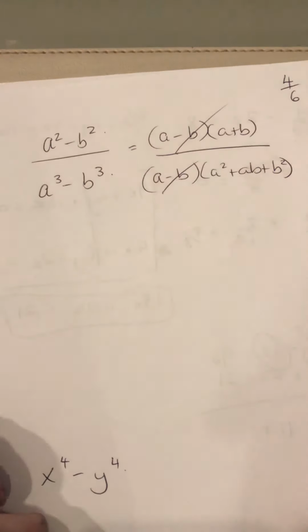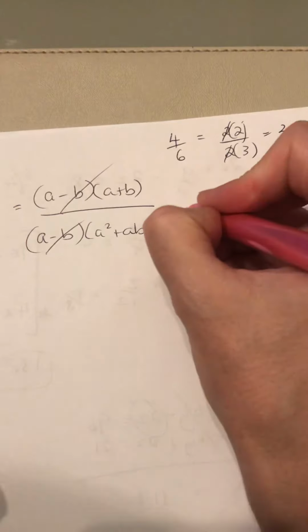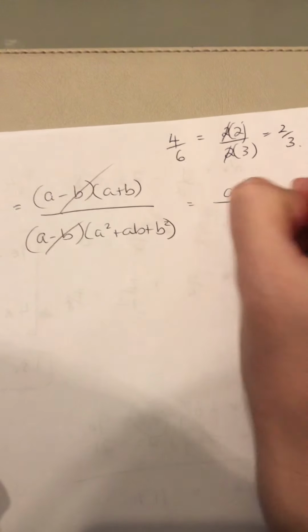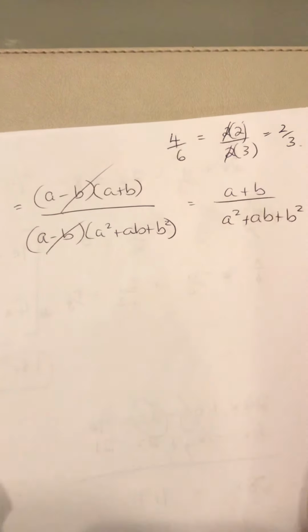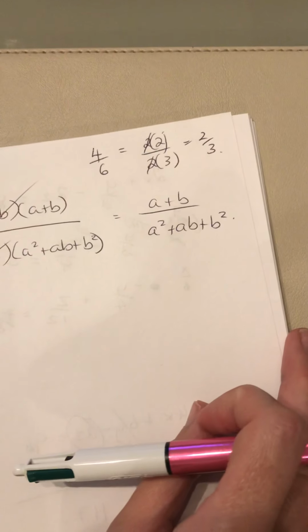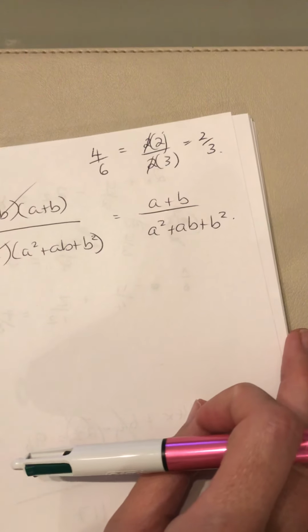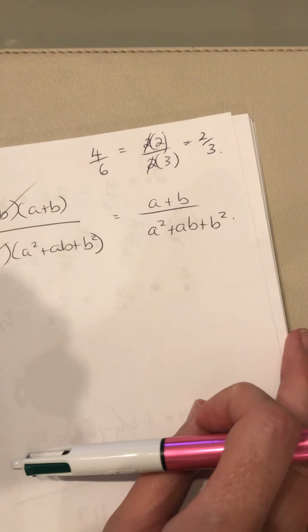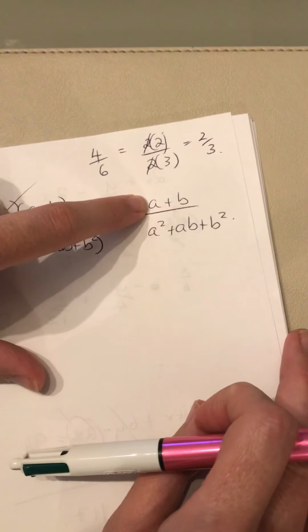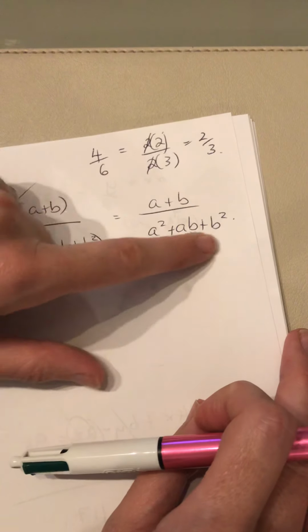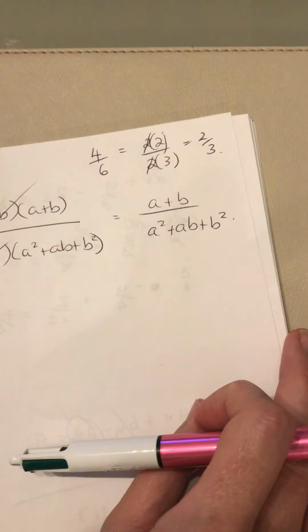And now that I've factorized, I can simplify. So I'm left with a plus b all over a squared plus ab plus b squared. If I wanted to try and simplify further, I would have to factorize again and then try and simplify. I can't factorize the top, just taking a 1 out in common, and I can't factorize the bottom. You can check if you want.